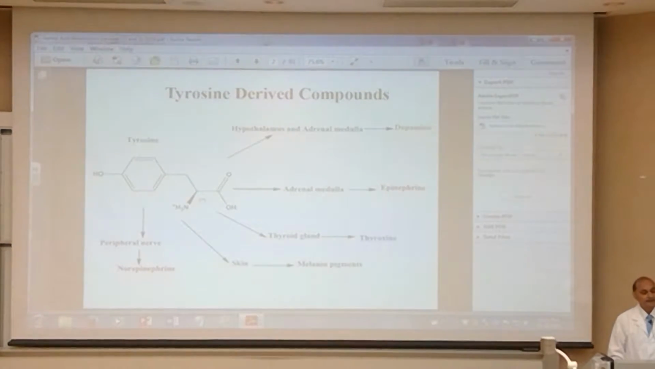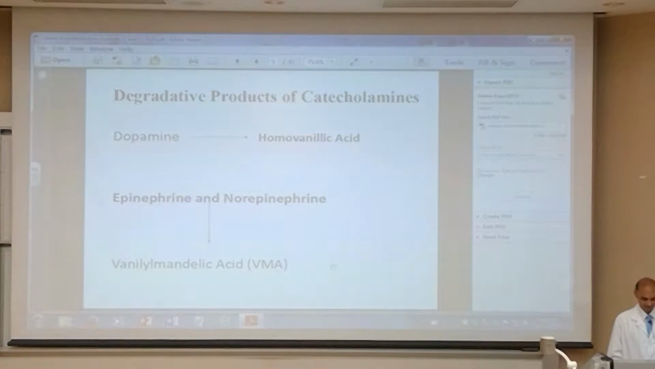And then in the thyroid gland, tyrosine is the precursor for making thyroxine. Thyroxine is one of the hormones that controls various functions, fatty acid synthesis, and so on and so forth. Dr. Block covered the functions of thyroxine. Okay, skin tissue makes the melanin pigment, and tyrosine is the precursor. Peripheral nerve makes the norepinephrine.